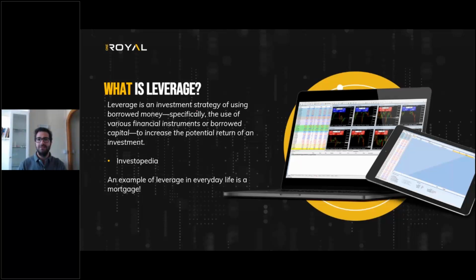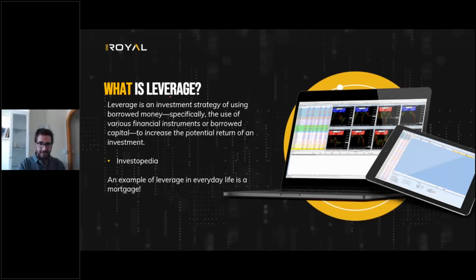I can give you a very simple example of leverage. Let's say you would like to buy a house, but you don't have the full amount. So usually you put down a small amount, which is the deposit, and based on that the bank gives you a loan, so you use the borrowed money to buy the whole house.